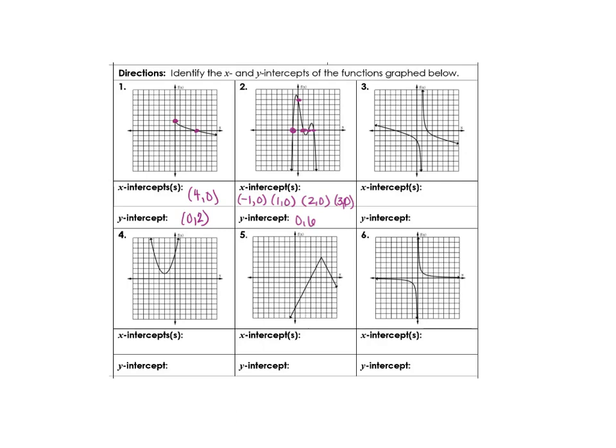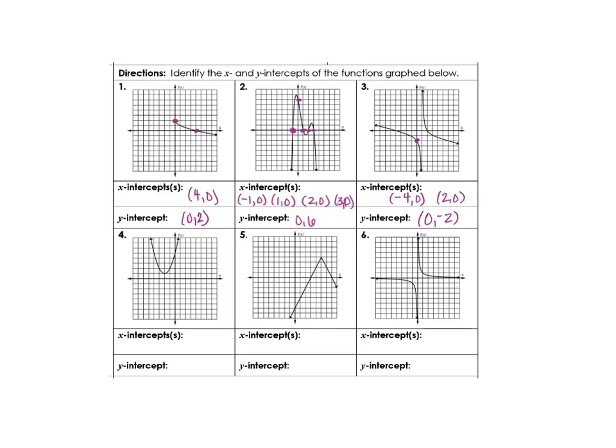Our next example, it looks like we have x-intercepts at (-4, 0) and also at (2, 0). And our y-intercept looks like we've got 1 down here, so that would be at (0, -2).